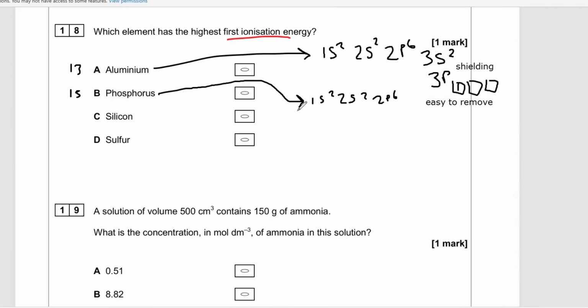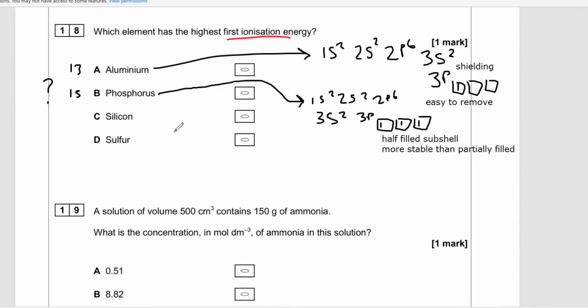It's got 15 electrons. So we're going to go 1s2, 2s2, 2p6. That's 10. Then we're going to go 3s2. Then we're going to go 3p3. And the way they fill up is half, half, half. It's much more stable than having 2, 1, 0. So a half-filled 3p subshell is extra stable, much more stable than the aluminium there with the little lonely electron shielded from the nucleus. So that's got greater stability.